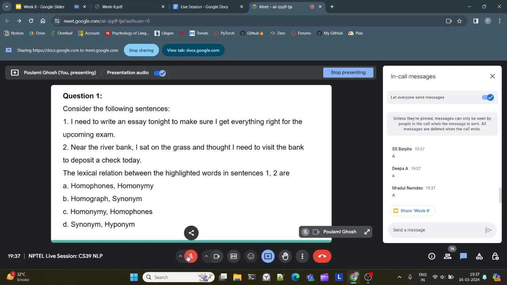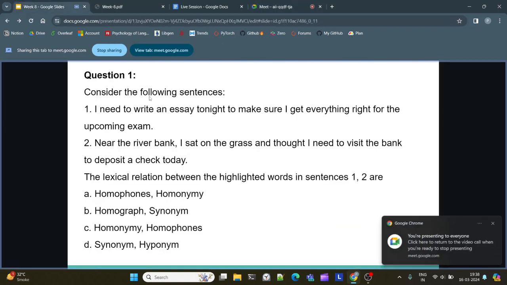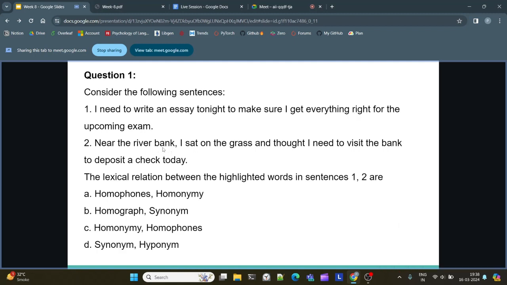Do you see the highlighted words in the sentence? No, I have missed that. So in the first sentence, the highlighted words are right and right. The second one is this bank and this bank.